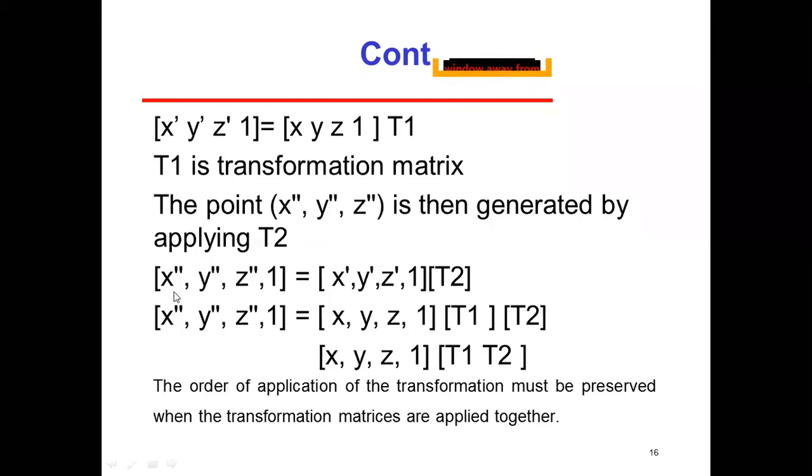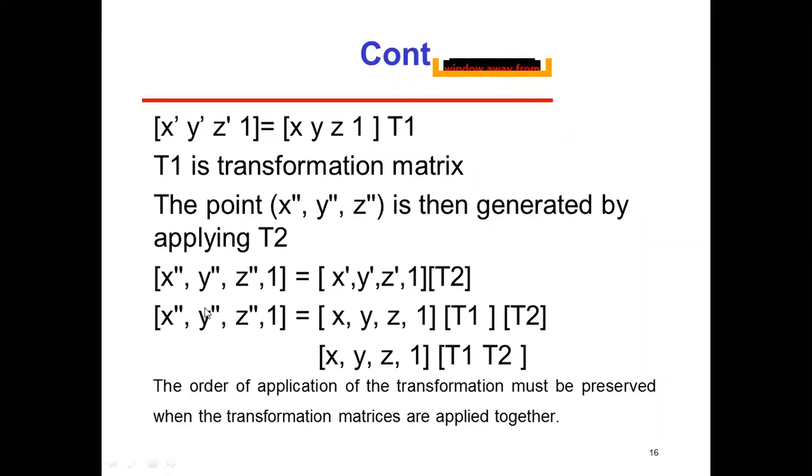In this case, again we will get new points, which we indicate by x double dash, y double dash, z double dash 1. These are the new points, so this becomes the initial point for the new transformation. We put here x dash, y dash, z dash 1, followed by T2, another transformation. We don't know the nature of this transformation. It may again be a translation, rotation, or scaling. We are generalizing this.